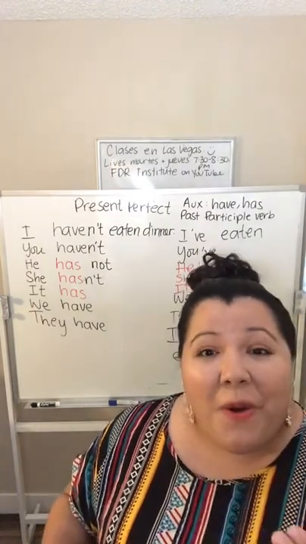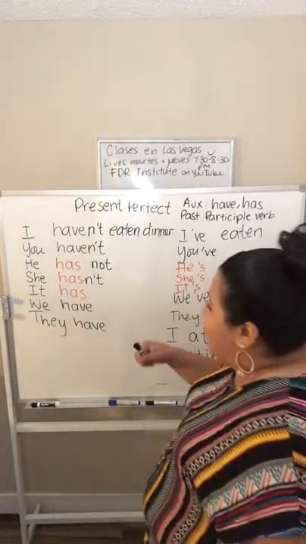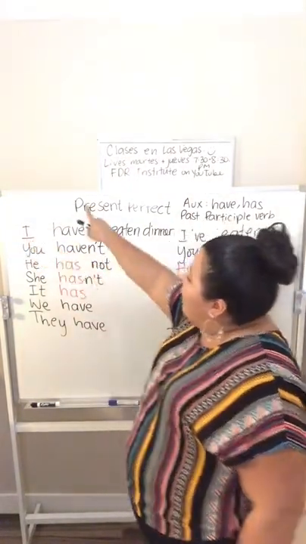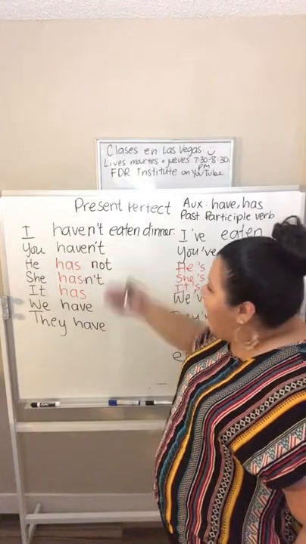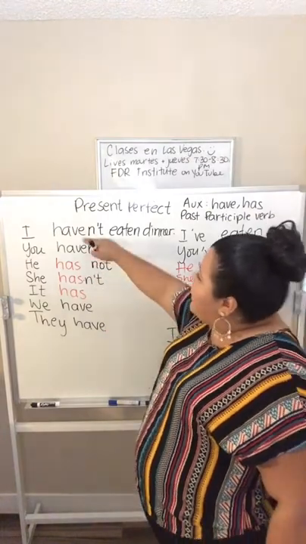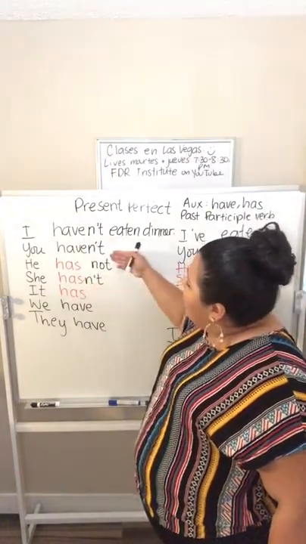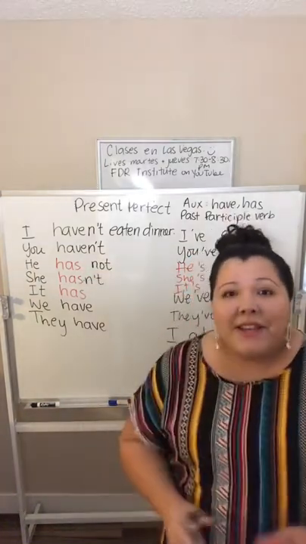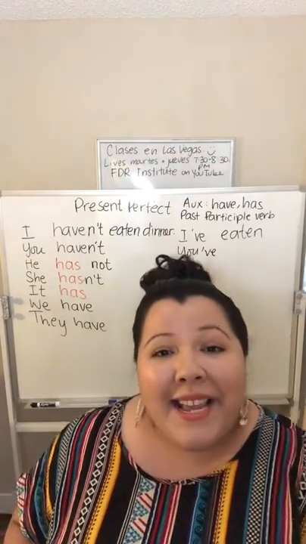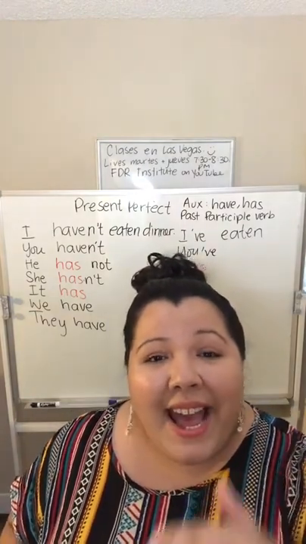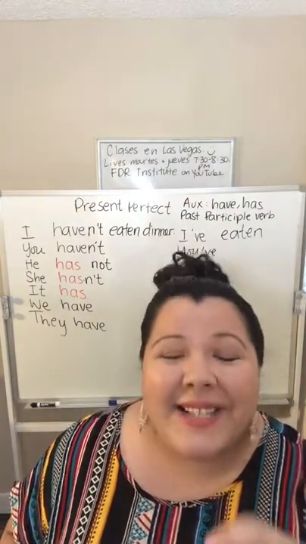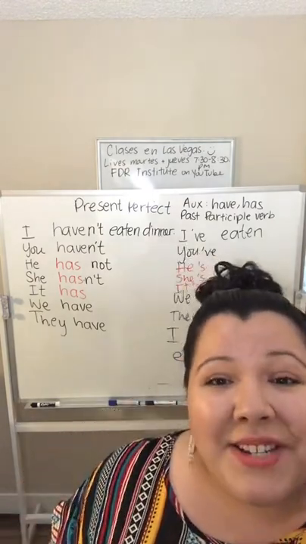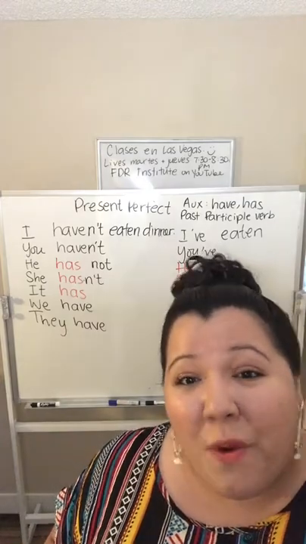Aquí es diferente el orden. So, para las oraciones, sean afirmativas o negativas, comenzamos con el sujeto, luego el auxiliar, el verbo auxiliar have o has. Si es negativo, podemos decir haven't o hasn't, o separar las palabras y decir not, have not, has not. Pero cuando preguntamos, el verbo auxiliar va antes del sujeto, right? So when we make the questions, we put the auxiliary before the subject.